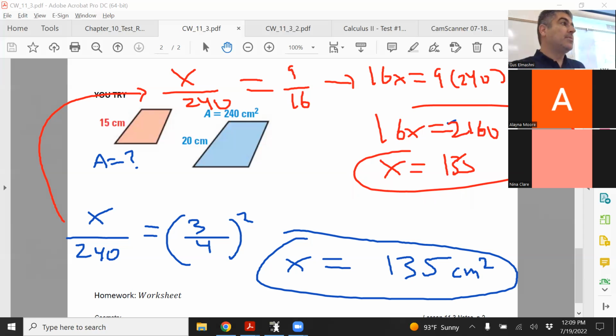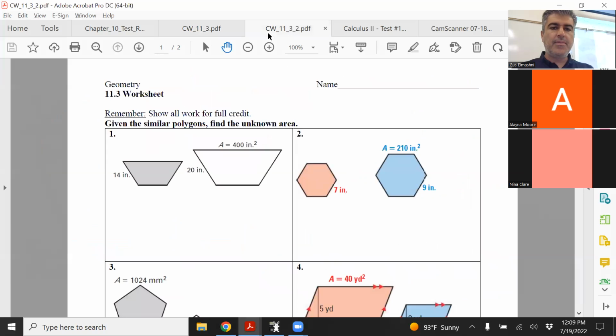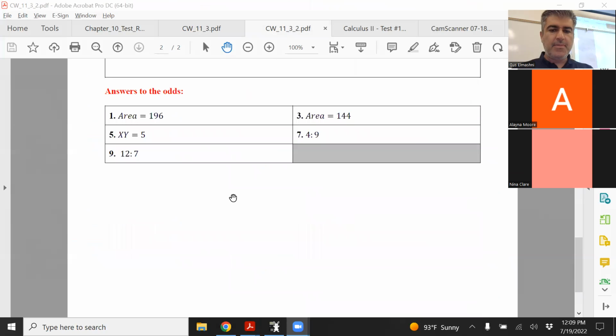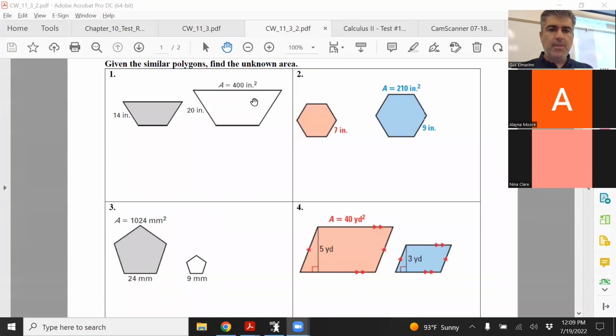Okay, questions before we do the worksheet for about 10 minutes before we leave? No? Okay. Let's do the worksheet. So here's a worksheet. You're told these are all similar. So given the similar polygons, find the unknown area.